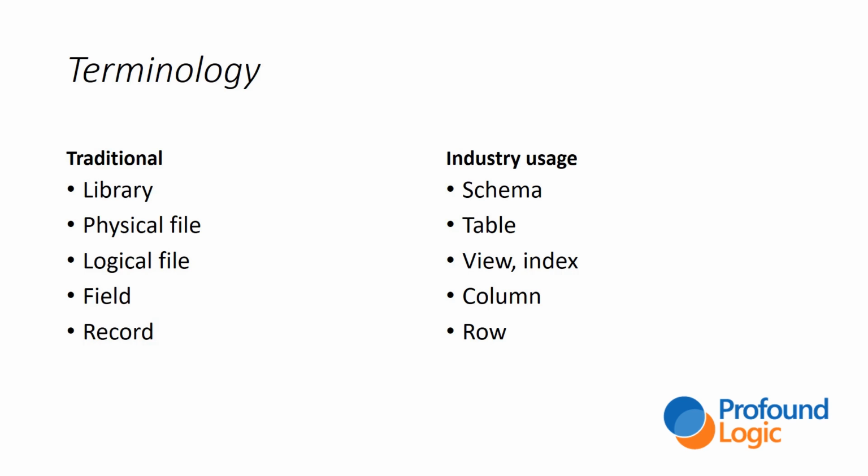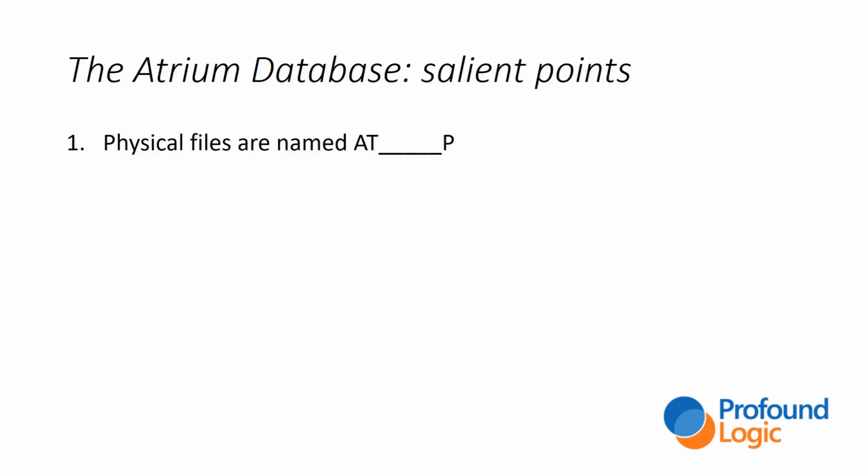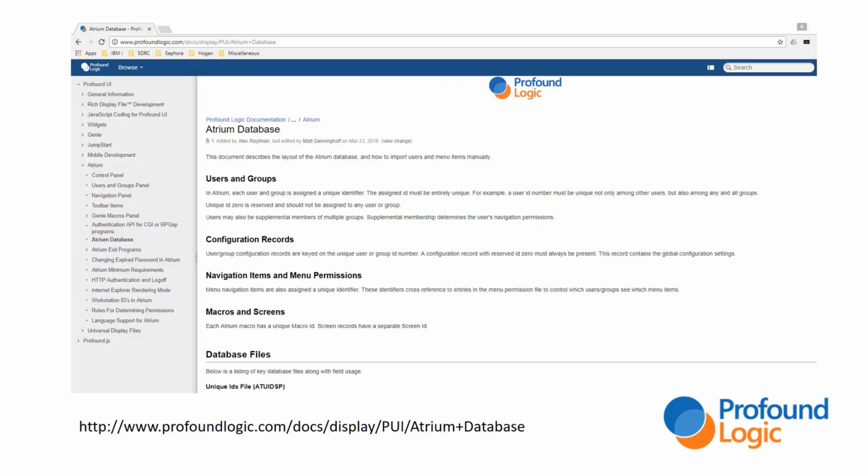Now let me tell you about the Atrium database. There are 4 salient points that you need to keep in mind. First, Atrium data is stored in physical files that begin with the letters AT and end with the letter P. You can learn more about these files in Profound Logic's documentation pages.